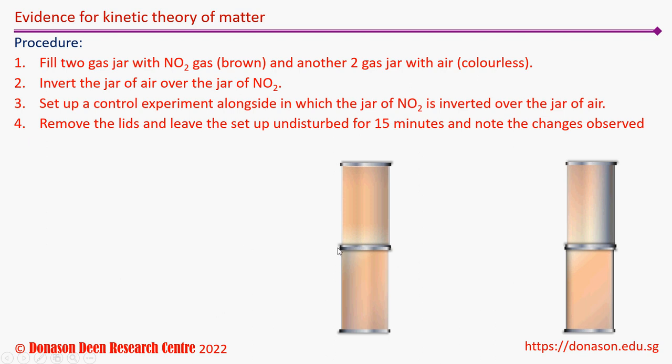So what we would see at the end of the experiment is the entire setup turns brown in color. Of course, not as intense as it was before, but the entire setup turns completely brownish. And what has caused this to happen? The observation would be both jars turn uniformly brown in color.